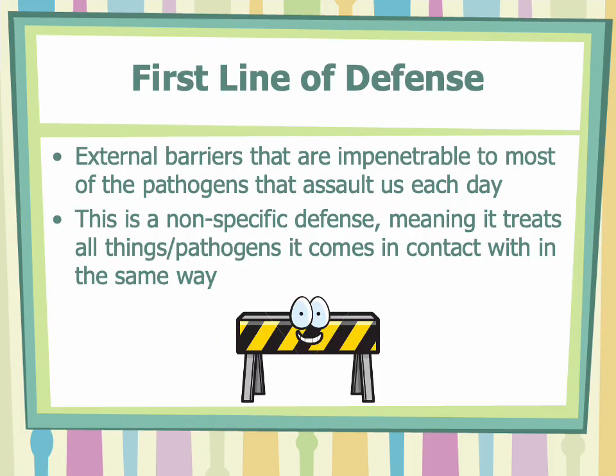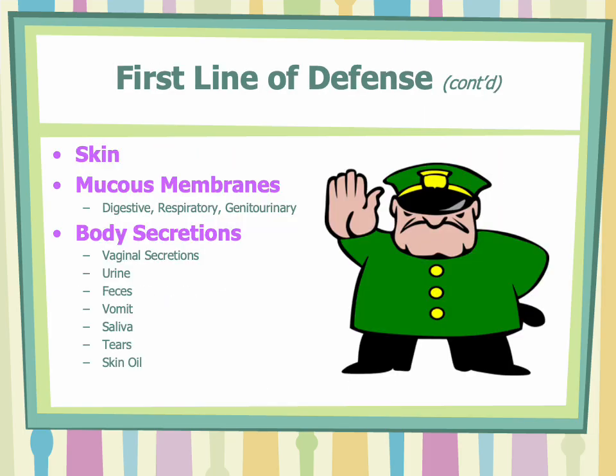With the first line of defense, we have external barriers that are impenetrable to most pathogens that assault us each day. Think about all the things we're exposed to every day, and thanks to this first line of defense, we don't get sick. That's why when someone gets burned, we are always concerned about dehydration and also infection, okay? So this is, of course, a non-specific line of defense, meaning it treats everything the same that it comes in contact with, okay?